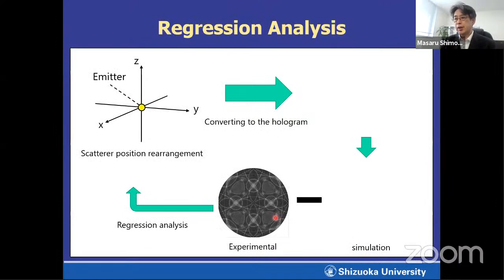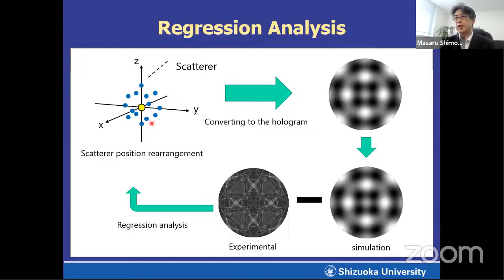And then let me explain about the conversion process, the regression analysis process. Here, there is an emitter. And if there's nothing else, then nothing happens. But if we assume several scatterers, then we can convert it to a hologram. Then we compare this simulated hologram and the experimental pattern.